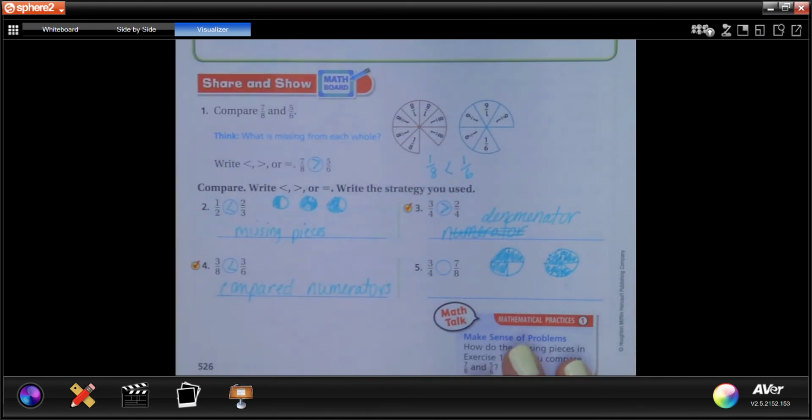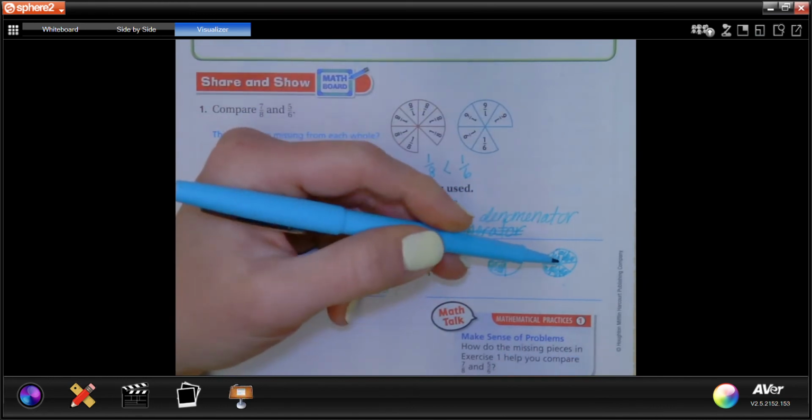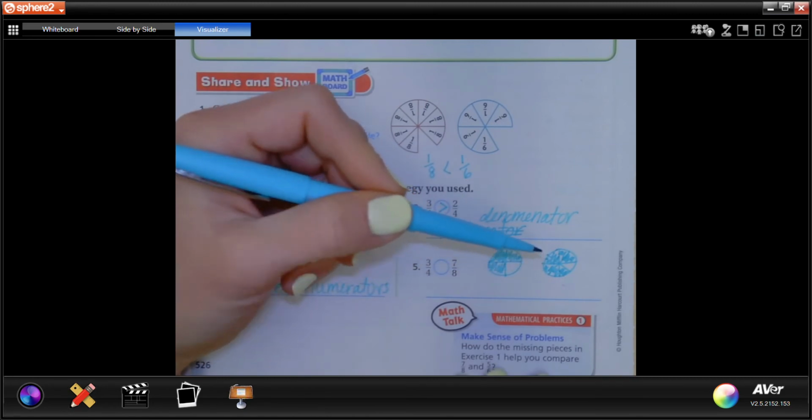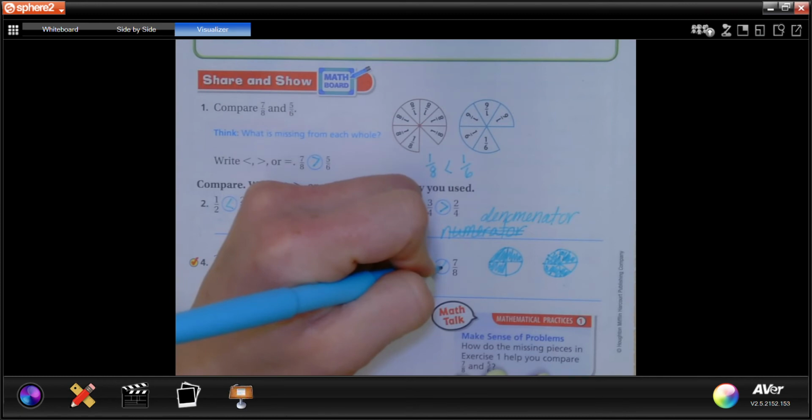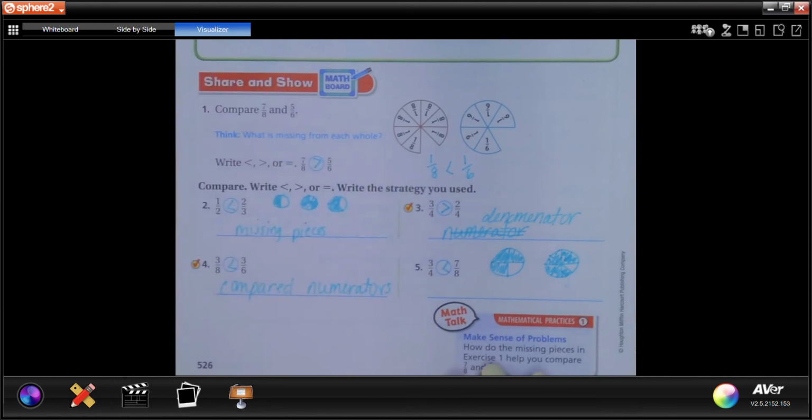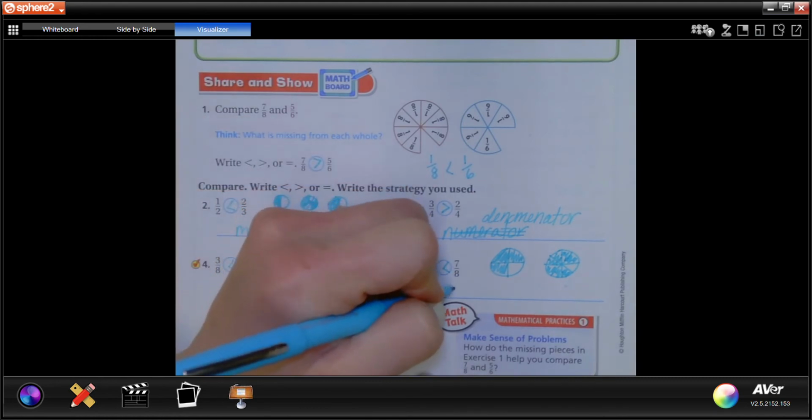Alright. So, which one's bigger? Which one has more shaded? 7 eighths, right? So, 3 fourths is less than 7 eighths. And what did we use? We used missing pieces.